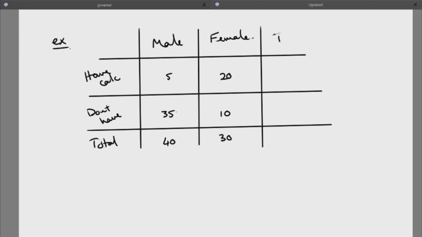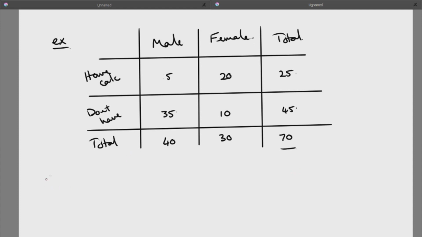And we can also have totals for the rows. I have 25 people with a calculator. I have 45 people without a calculator. One way or another, the total number of people is 70. Let's suppose we have that breakdown of the people. So we have 70 people, and every person is going to fall somewhere in that grid. All right?